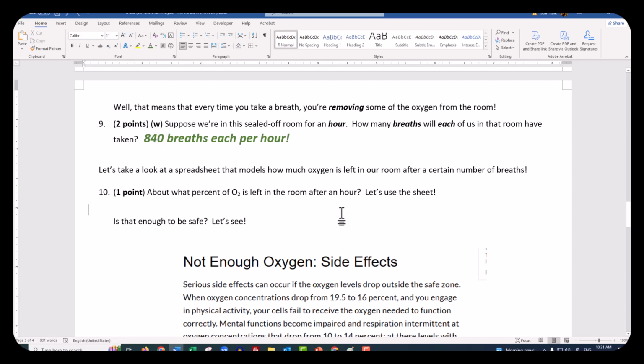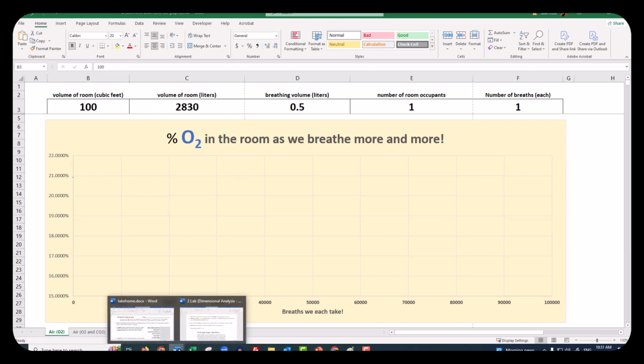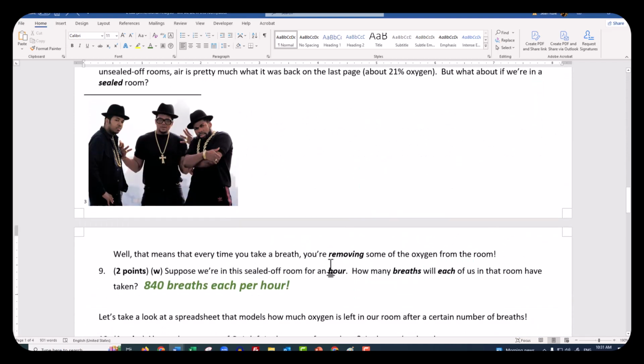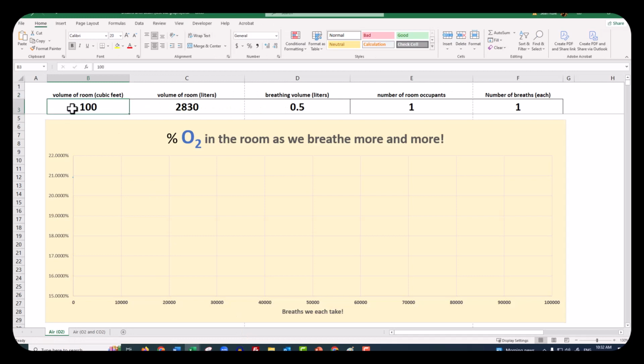Now what I've done is I've created a spreadsheet that we can edit by putting our information up top here. So our room, what did I say? What was the cubic feet our room was? Hang on, let me go back and look. It is 8,098. Okay, and then you see the conversion right here to 229,173. That's the liters. Did the same math y'all did. We're going to assume half a liter of breathing volume. There were 17 of us in the room today. And we are each taking per hour 840 breaths.